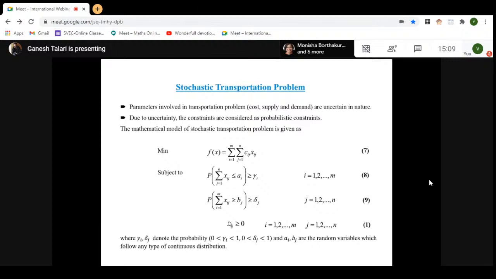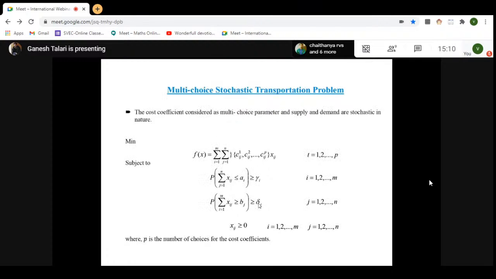Which distribution the cost, supply and demand should follow will be discussed later. Here the constraints are probabilistic, meaning the supply should be satisfied with this much probability and the demand should be satisfied with this much probability. Gamma i and delta j are probabilities, so they lie between 0 and 1. You can choose any type of distribution for cost, supply and demand, because they are continuous, which is why I have considered them continuous random variables.